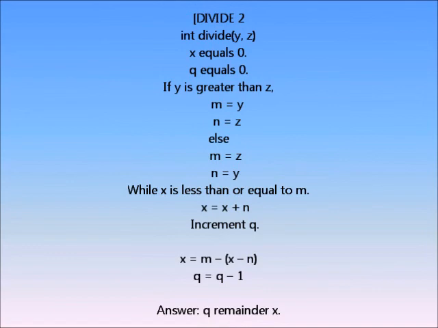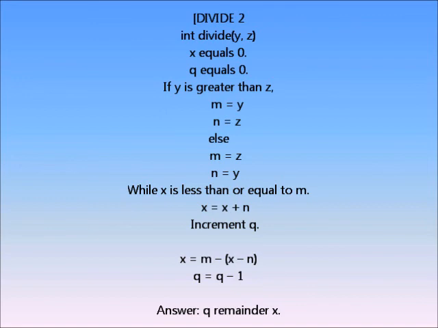To begin, you read in the numbers y and z and set variables x and q equal to 0. If y is greater than z, you assign y equal to m and z equal to n. If it is not, then you set z equal to m and y equal to n. While x is less than or equal to m, x's new value will be x plus n.